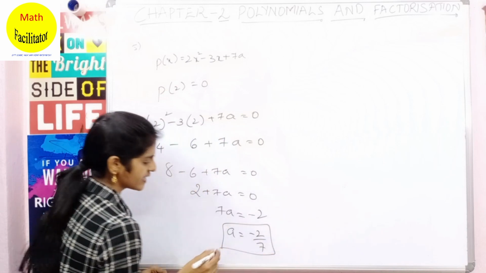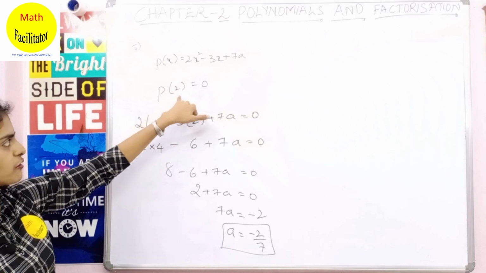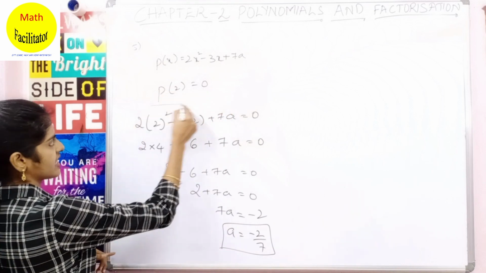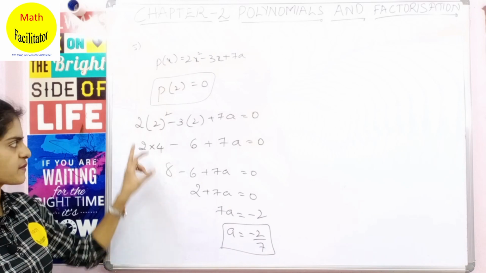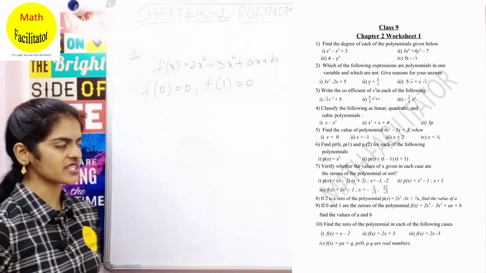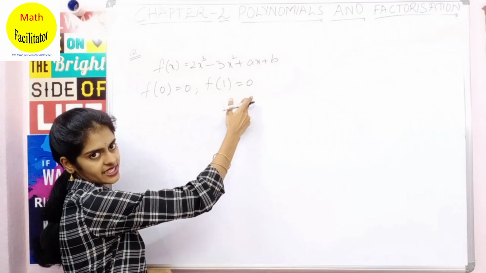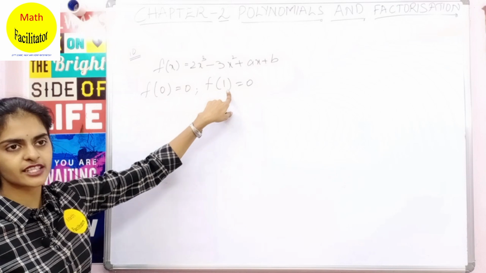Clear? So very simple, you have to know that for a 0 of the polynomial, p of 2 is 0. With this condition you will just substitute the value of x as 2 and solve. Moving on to the next question, this is the given polynomial and f of 0 is 0 and f of 1 is 0. Nothing but 0 and 1 are the zeros of this polynomial.